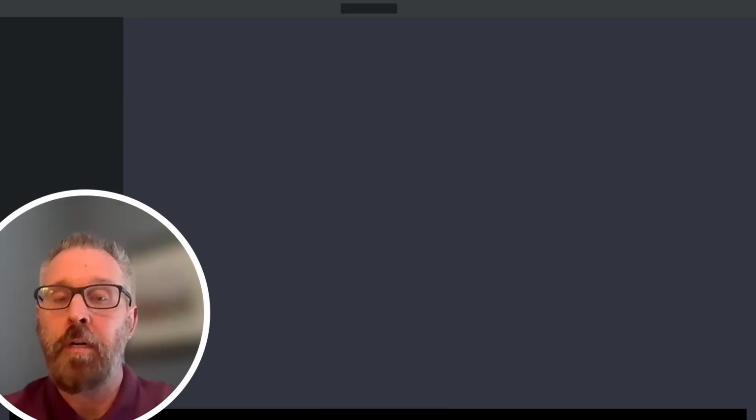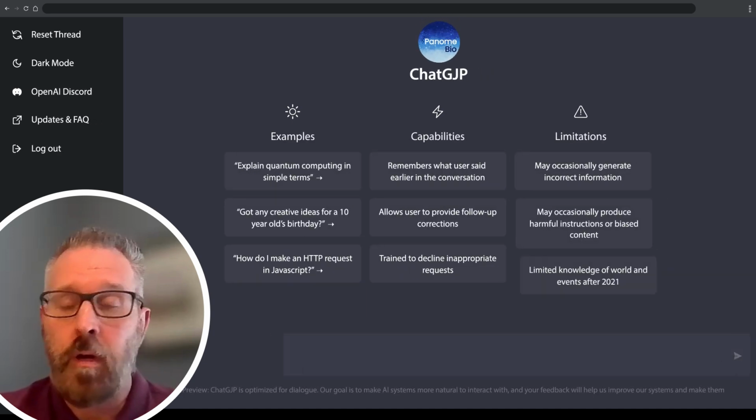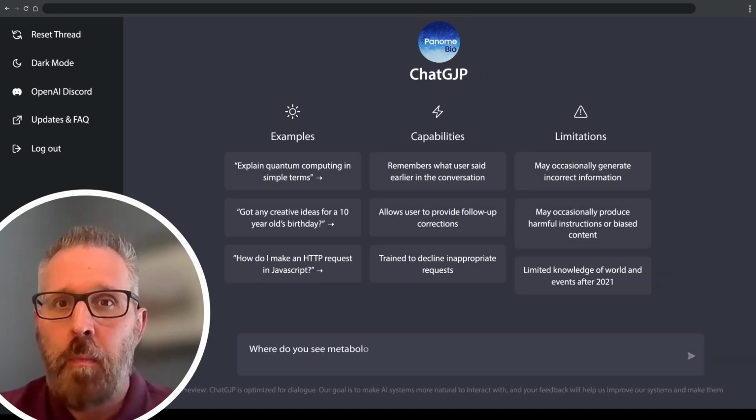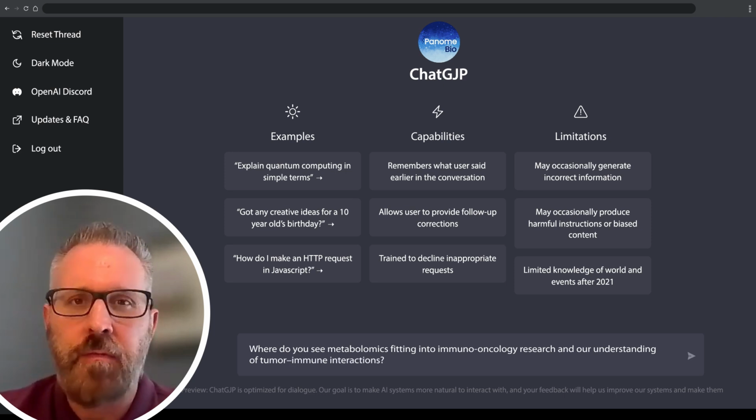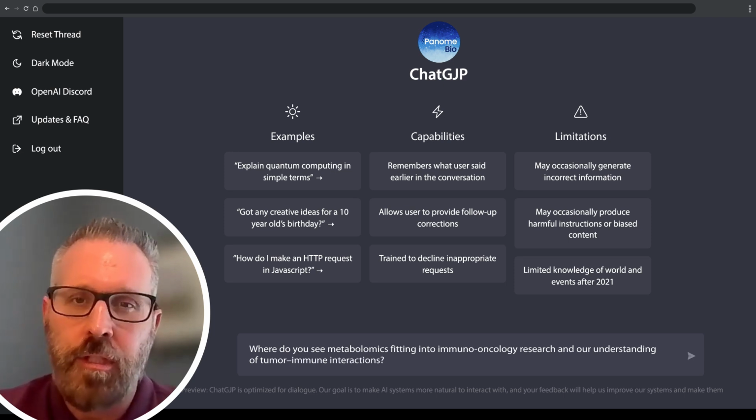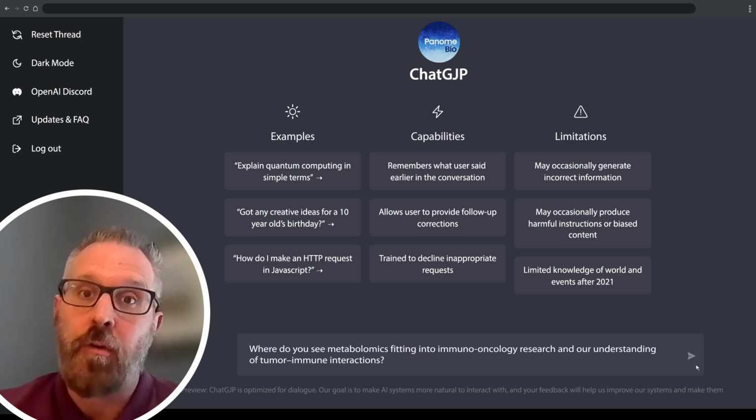That makes sense. Thank you. The question 3 is, and you kind of alluded to this anyway, where do you see metabolomics fitting into the immuno-oncology? It's a very general question.